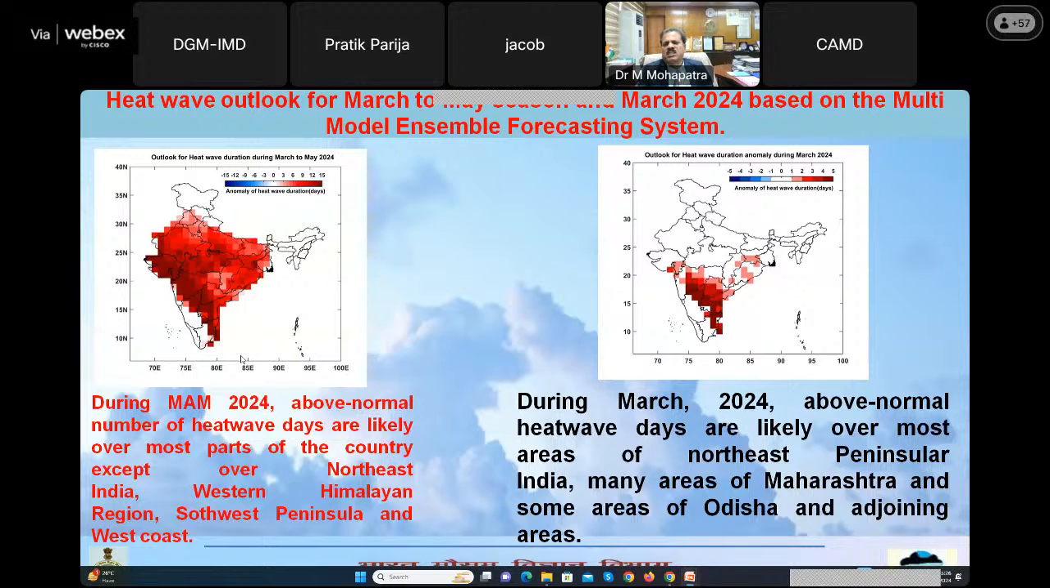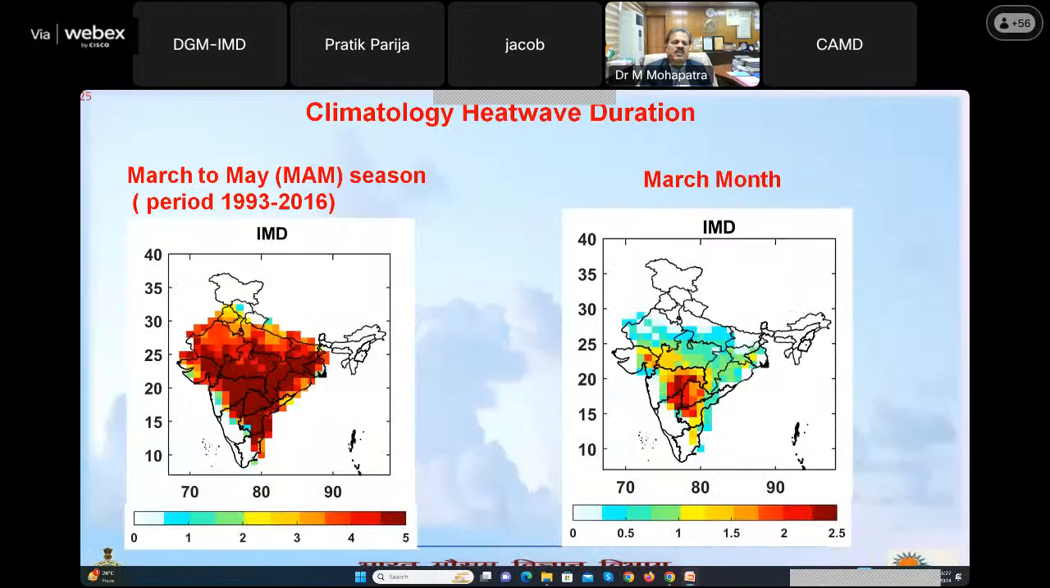On the right-hand side, this is the forecast for the month of March. You find that in the month of March, we are not expecting any heat wave conditions over northern India or central India. Only in the northern peninsula, especially the region covering Andhra Pradesh, Telangana, North Interior Karnataka, parts of Maharashtra and Odisha can have the heat wave conditions in the month of March. Probability is quite high for the heat wave conditions over Telangana, adjoining Andhra Pradesh, and adjoining areas of North Interior Karnataka, where you can have the heat wave conditions in the month of March.